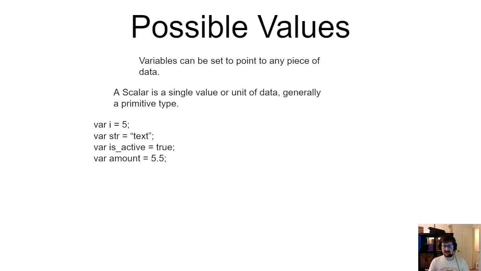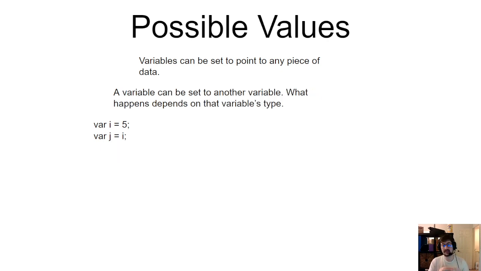You don't necessarily need to remember this is called scalar. I actually just looked it up because you're not really probably going to refer to them that way, but it's the type, it's like the class of data is a scalar. And we have a number, a string, a boolean, and another number.